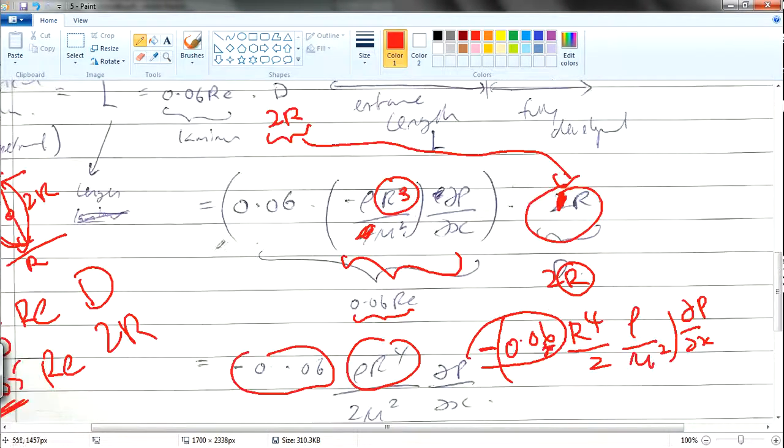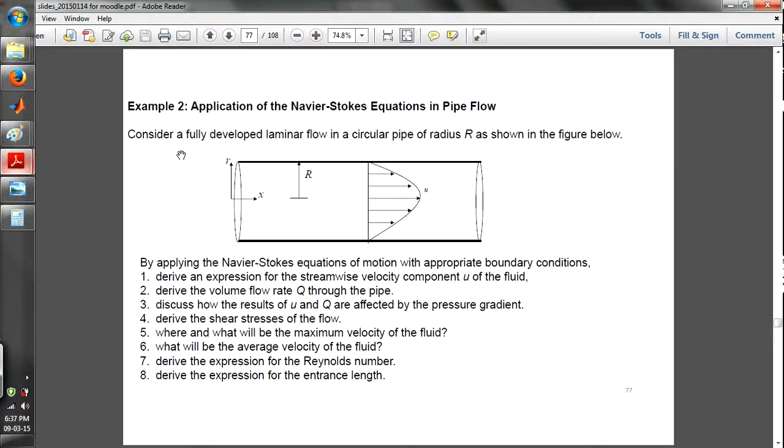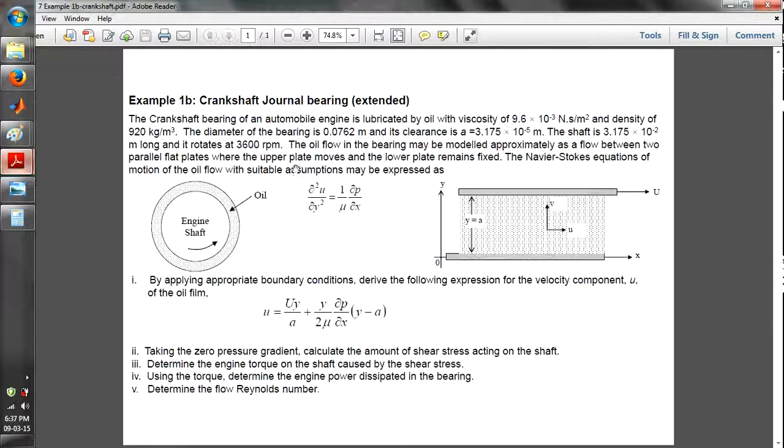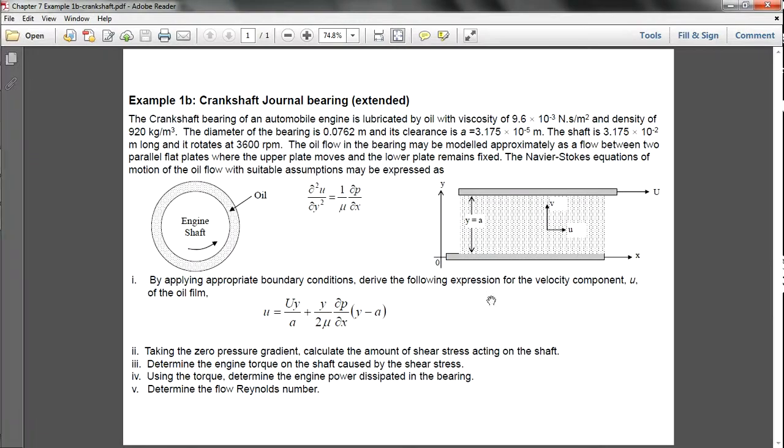So this will end the portion of example 2, derive the expression for entrance length and Reynolds number. So I'll see you in the next video to work out this one. Okay, this is an additional thing.